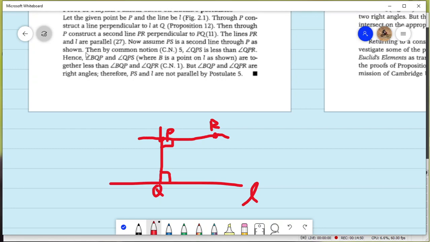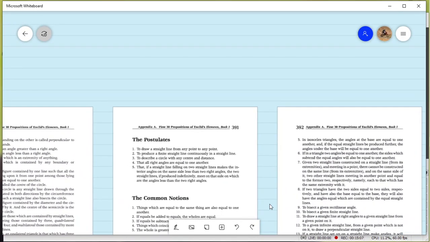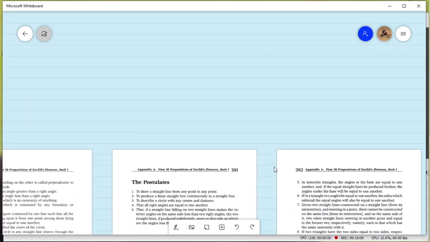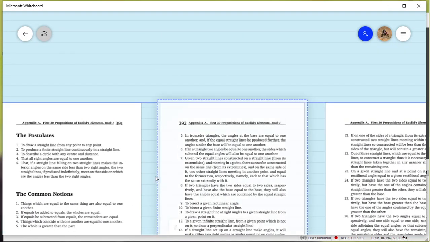The lines PR and L therefore are parallel according to proposition number 27, stating that if the interior angles of lines cut by a transversal are equal, the lines are parallel. What was that? That was proposition number 27.